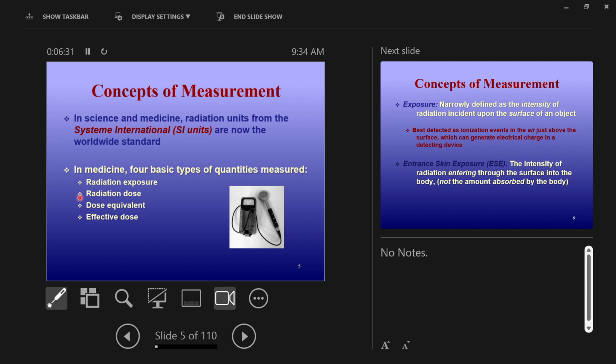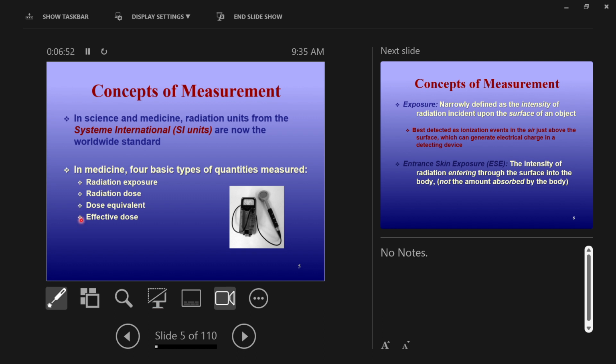If I exposed you to 1 gray of X-rays and then exposed the person next to you to 1 gray of alpha particles, the person exposed to 1 gray of alpha particles gets a lot more harm. Okay, we can quantify how much more harm by using these units. Okay, dose equivalent will let us do that.